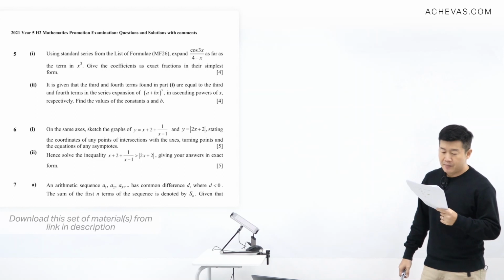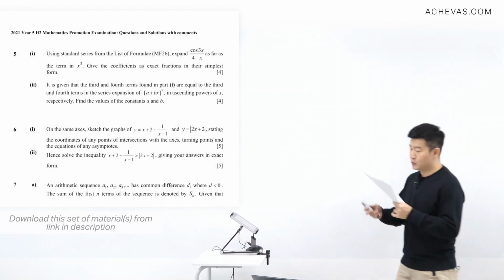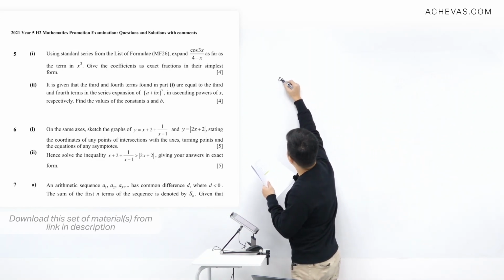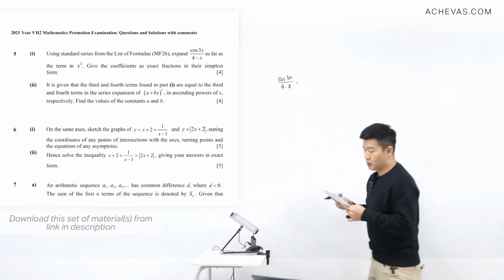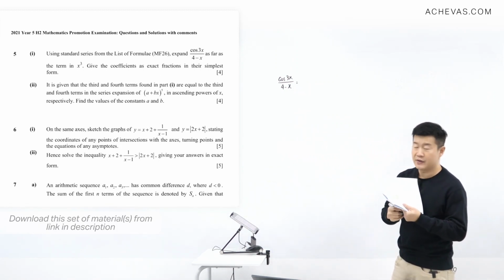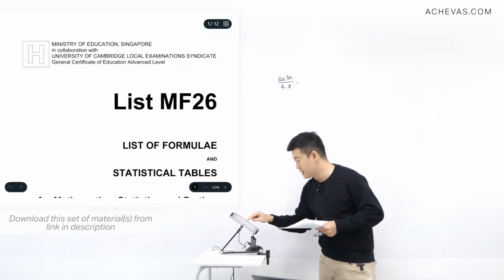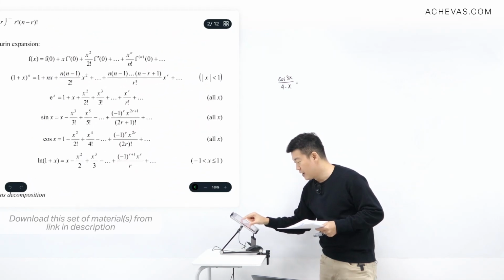Part 1. By using standard results from the list of formula MF26, we are supposed to expand this. Let me write it down. We have cosine of 3x over 4 minus x. So if I were to make use of what we have in our MF26, let me just take a look at the MF26. Under the part on Maclaurin's, we have this.